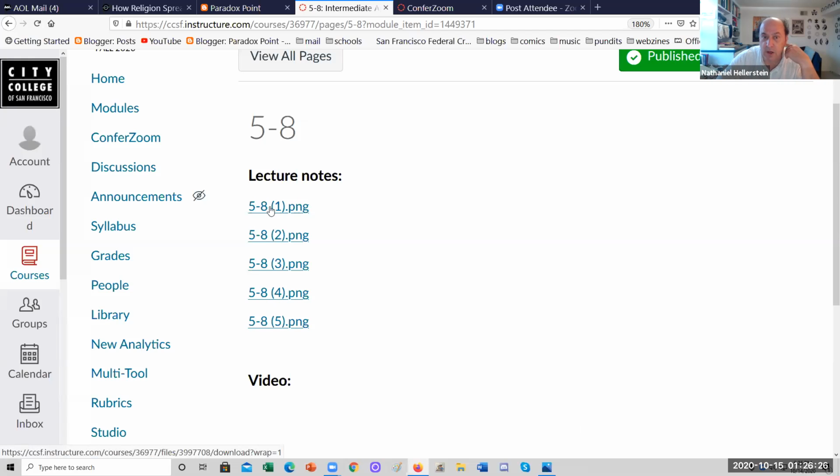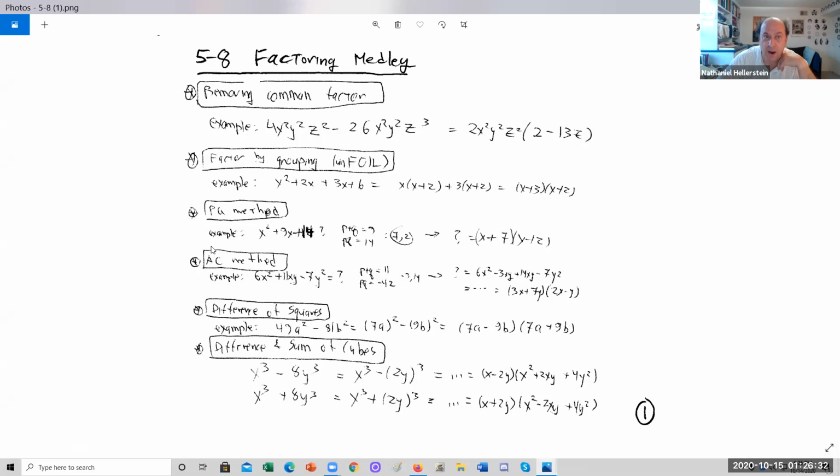Okay, section 5.8. All right, this is what I call a factoring medley. So we just go over all the methods of factoring we'd had before. And okay, removing common factor.